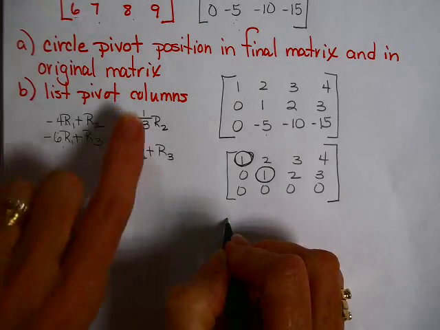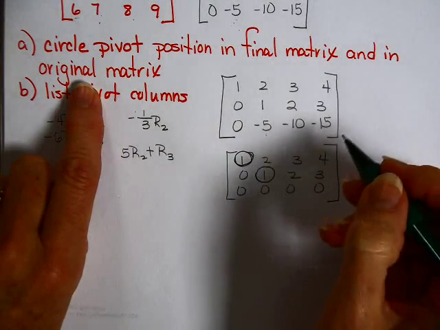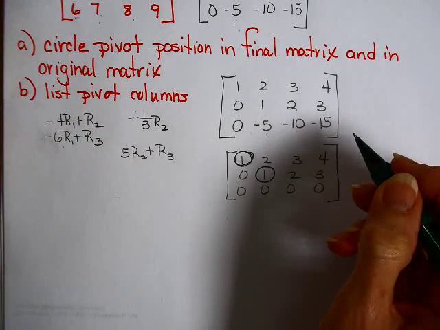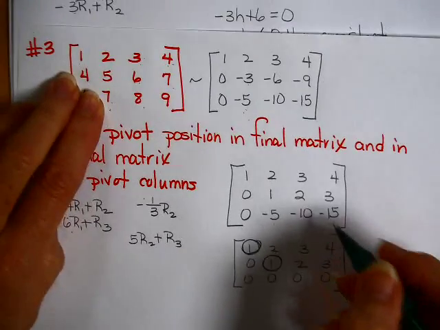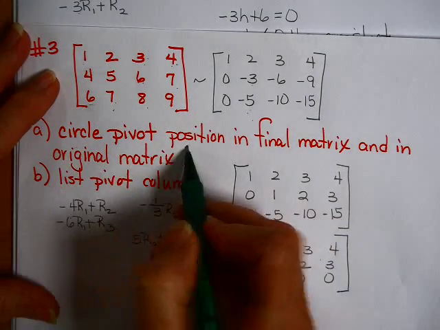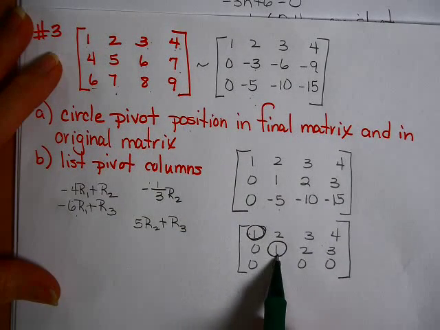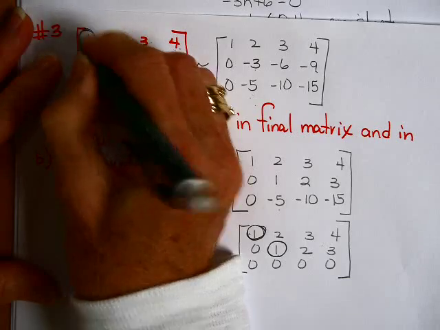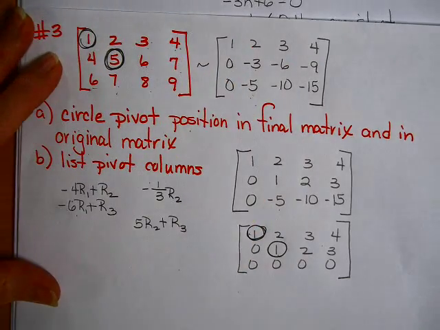So my pivot is in positions 1 and 5? Pardon? 1 and 5. Oh, yeah, you were going back to the original. Yeah, because they want me to circle the pivot positions in the original matrix. I have to circle the pivot positions in my final matrix. There are my pivot positions here. Circle the pivots in the pivot positions in the original matrix.